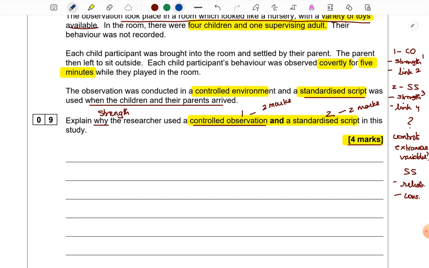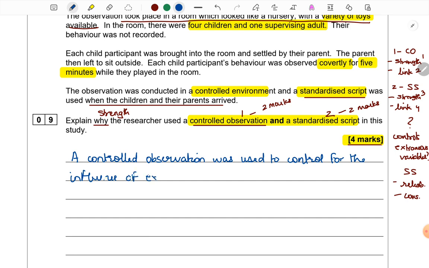Okay, now how do we write these points? Like I said, we should write it systematically. So we can say, a controlled observation was used to control for the influence of extraneous variables, thereby increasing the validity of results.